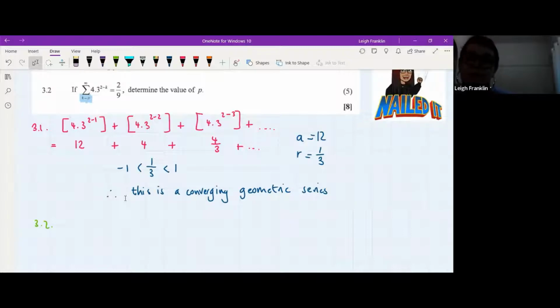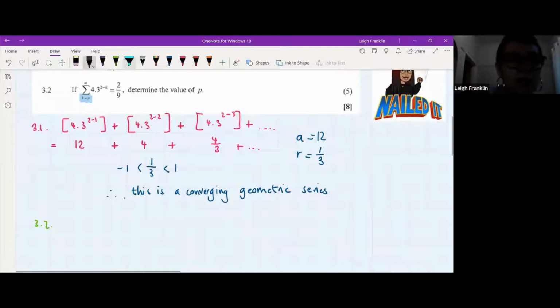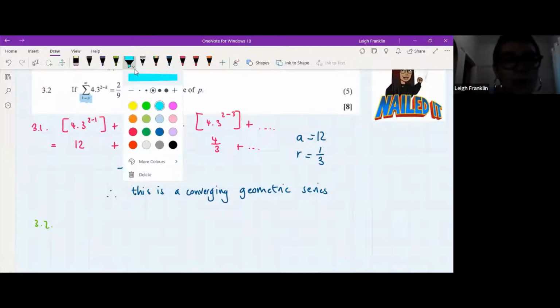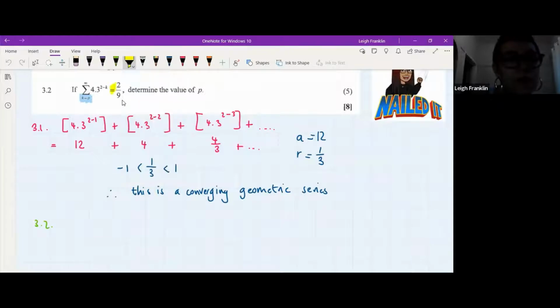When the sum to infinity sums up to 2/9. So this bit over here equals 2/9. That is the sum to infinity. That is the value of the sum to infinity.